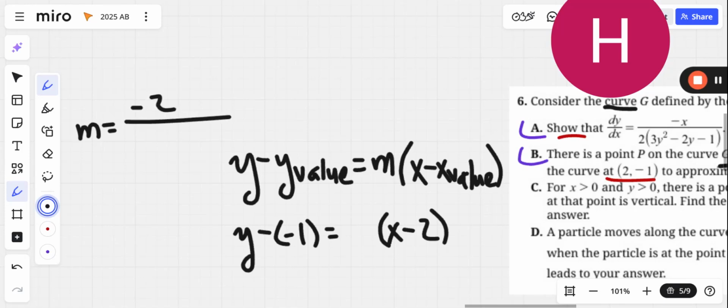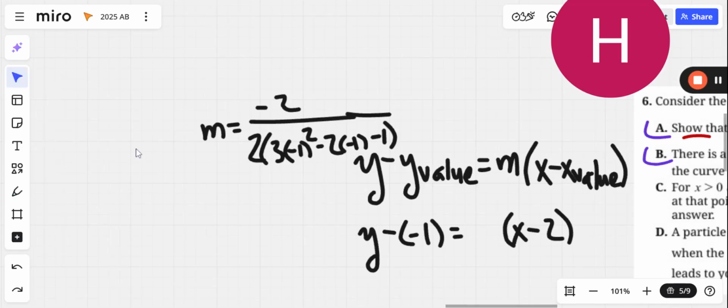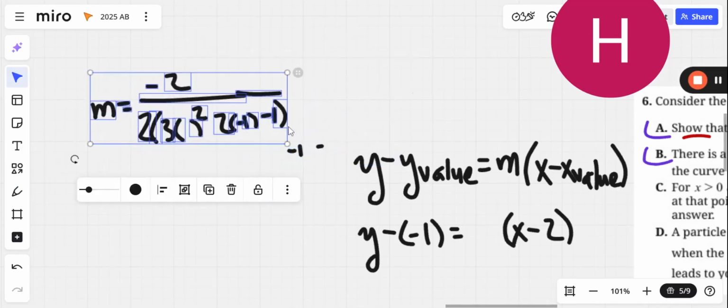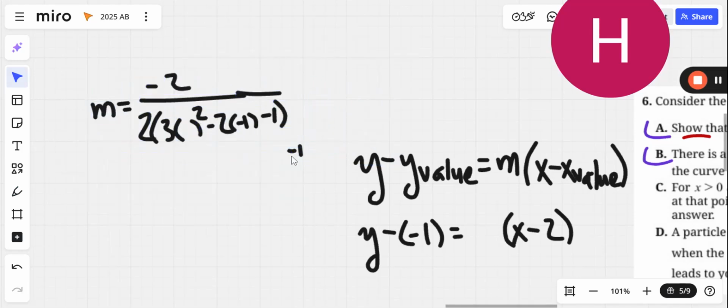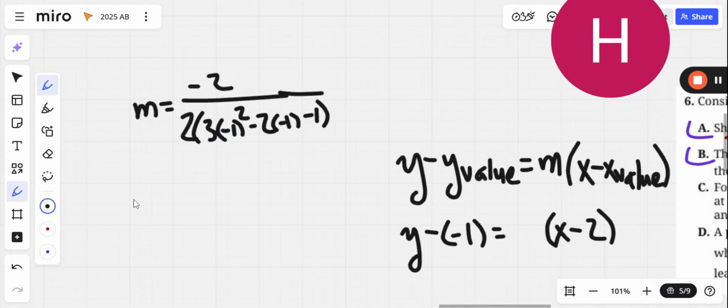m equals negative 2 over 2 times 3 multiplied by negative 1 squared minus 2 multiplied by negative 1, and then minus 1. Minus negative 1. Alright. So we have, well, these just cancel. So that's going to be negative 1 over 3 plus 2 minus 1.